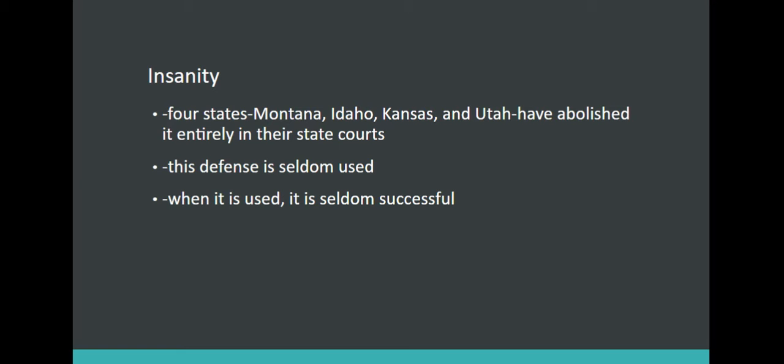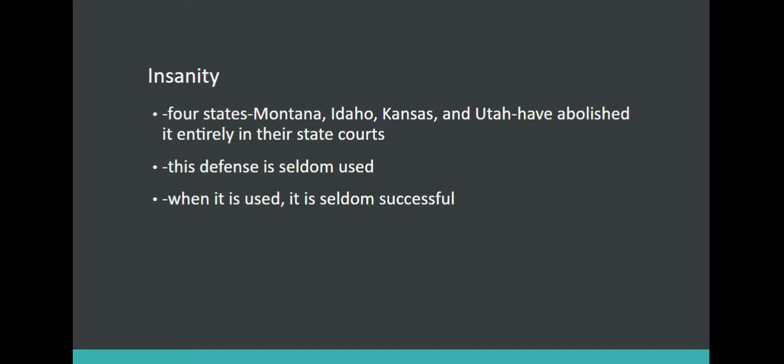To be honest with you, it's a no-win situation because, like I said, if you are found guilty by reason of insanity, you're going to be sent to a mental institution. Or they've got that new verdict: you can be found guilty and sent to a mental institution, and then once you are deemed sane, you can be sent to prison. So, like I said, it is seldom used, and when it is used, it is seldom successful.